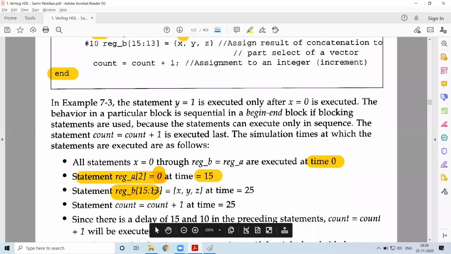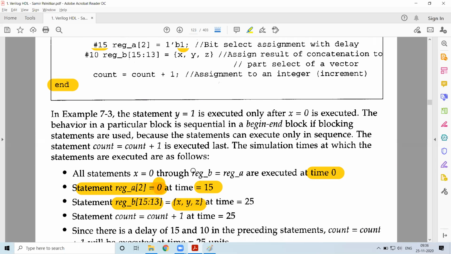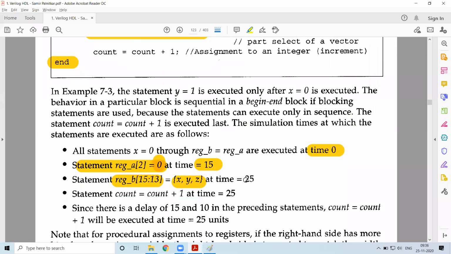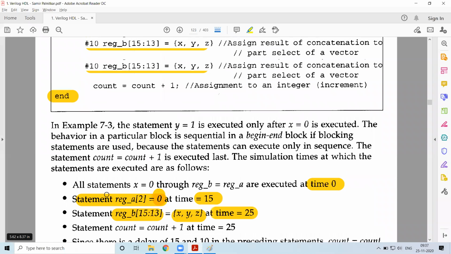Then the next statement, which is updating just a part of the bits with this concatenation result, will be starting 10 time units after this. Because if I read it as sequential, after this these will be starting, but after time 15 this will be updating. So what will happen? 15 plus 10, so after 25 time units, the execution happens.